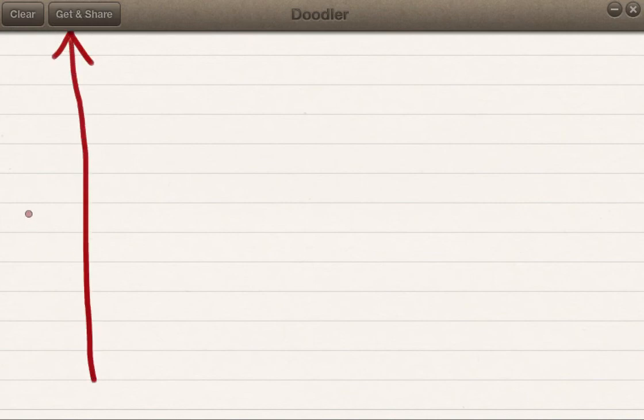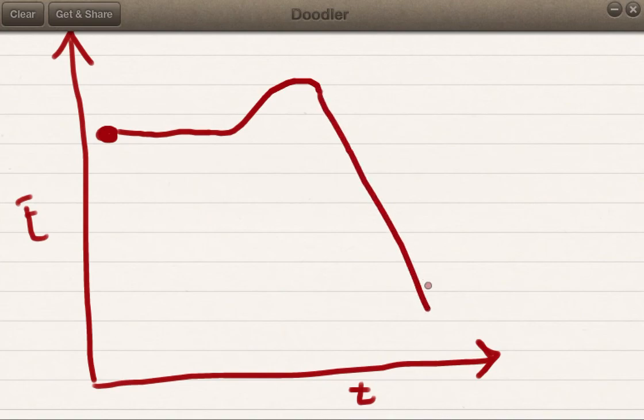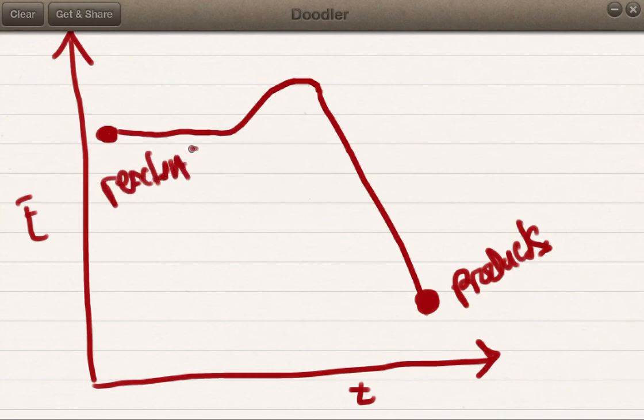So let's draw this again. This is my energy, and this here is time. What really happens is I'm going to start with my reactants here. And in order for there to be a chemical reaction, there's what we call an energy barrier, and I have to get over that barrier. Once I can get over that barrier, then the chemical reaction occurs. I have my products down here and my reactants up here.